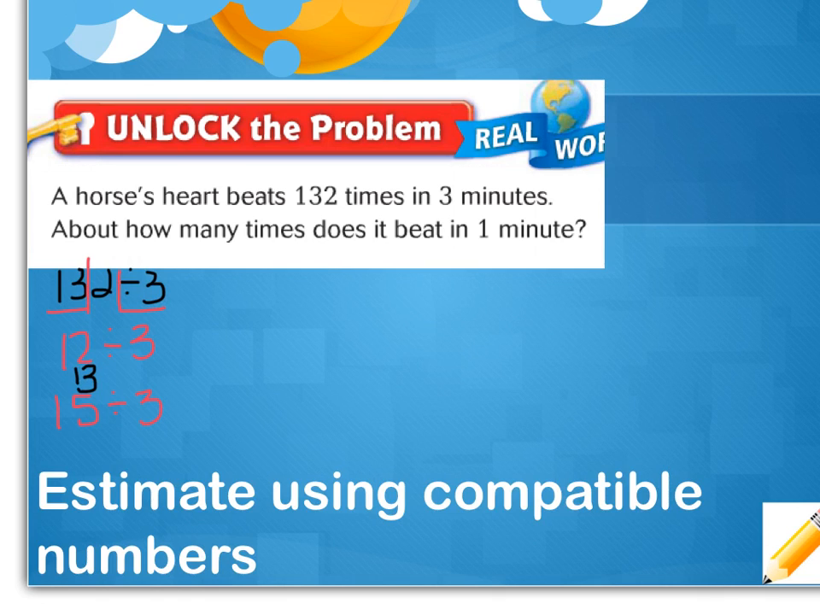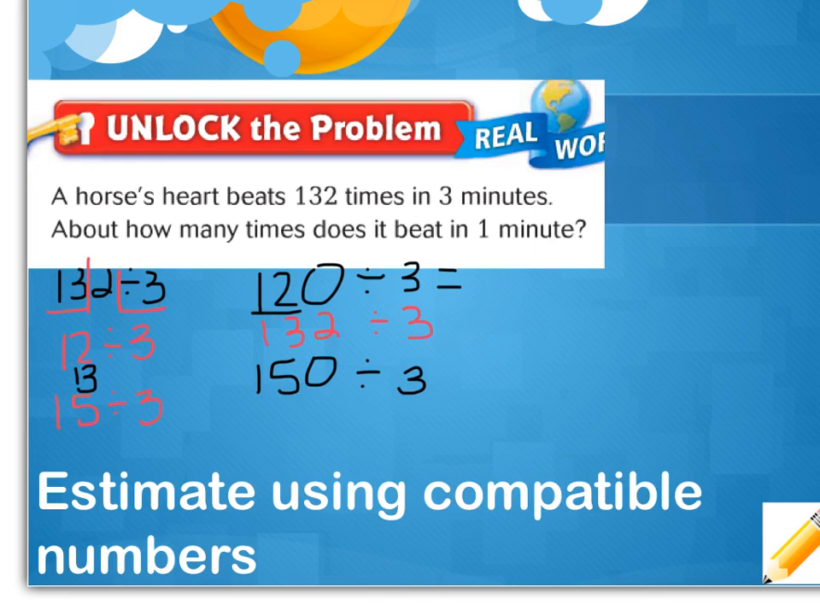Since the number is not 13, but really 13 tens, I'm going to use the numbers 120, using my basic fact 12 times 3, and 150, because 132 falls in between those numbers and helps me find a number that I can compute with easily. I'm going to divide both of those numbers by 3 to find my answer.